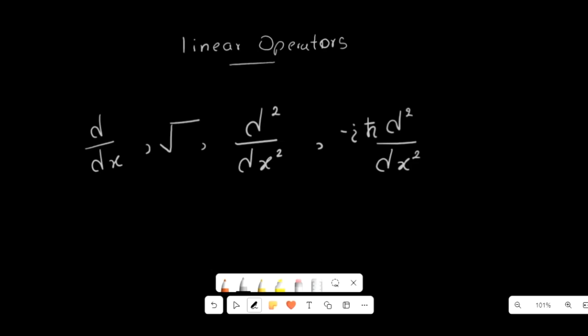When an operator is a linear one, it has to satisfy two main conditions, right? If an operator can satisfy both these conditions, we call it a linear operator. So let's see what those two conditions are. Let me erase this.